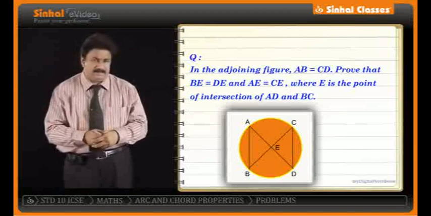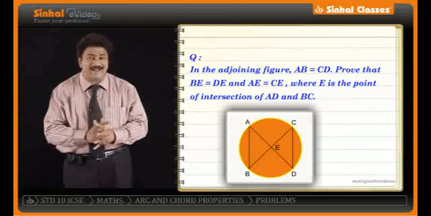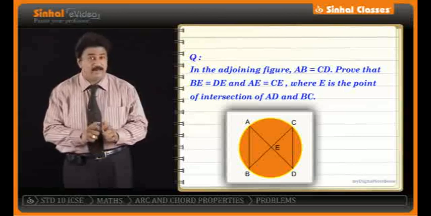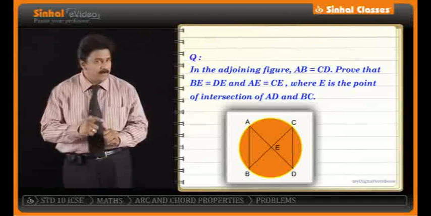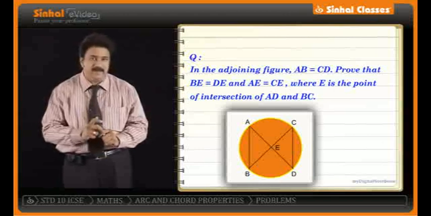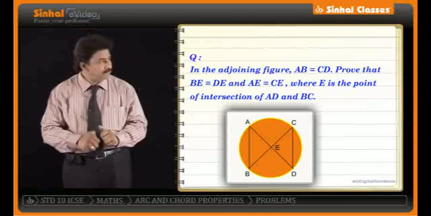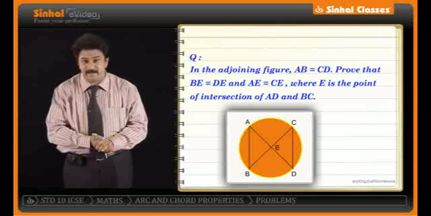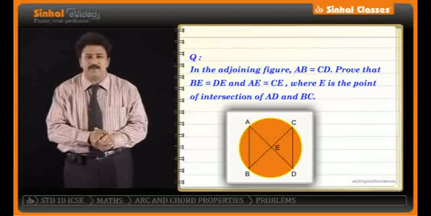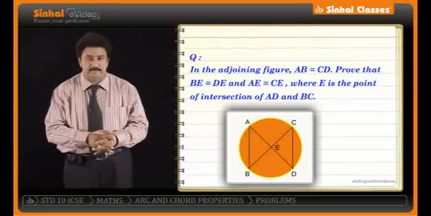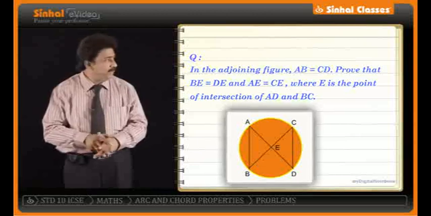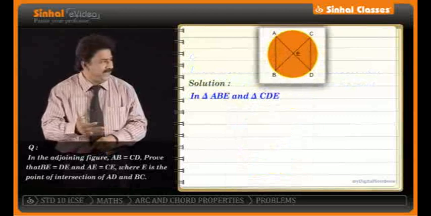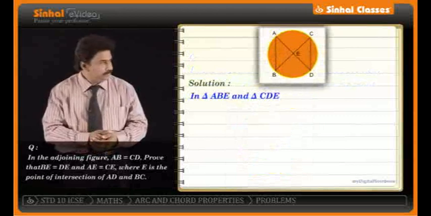So I got one idea for this. Why don't I try to prove two triangles are congruent? So if I prove these two triangles are congruent, which two triangles? If I prove triangle ABE is congruent to triangle CDE, my job looks very much easier. So let's start proving these two triangles are what? Congruent. See in these two triangles, triangle ABE and in triangle CDE, what is given to you?